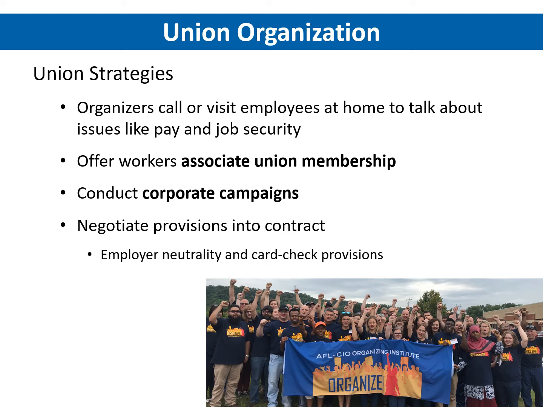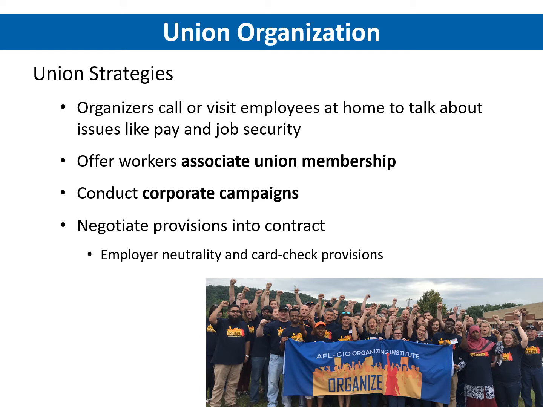Unions can also offer something called an associate union membership. And this is available in situations where the union is unable to actually organize. What they'll do is basically provide different types of discounts and things of that nature to employees who want to join a union but don't have an opportunity to organize a union within their workplace due to a lack of support. Unions can conduct corporate campaigns where they'll put a lot of public pressure on organizations that helps give the union a greater likelihood of being successful in organizing.